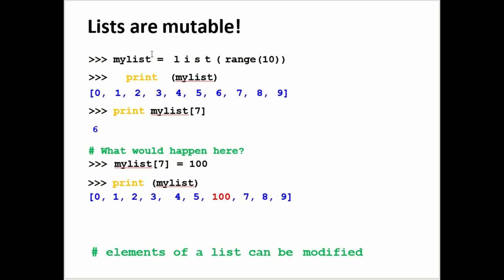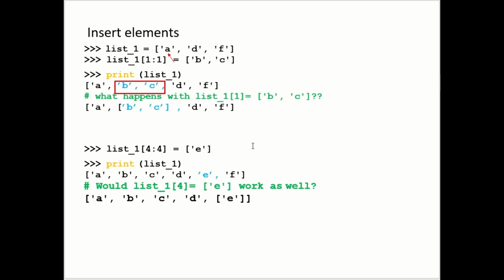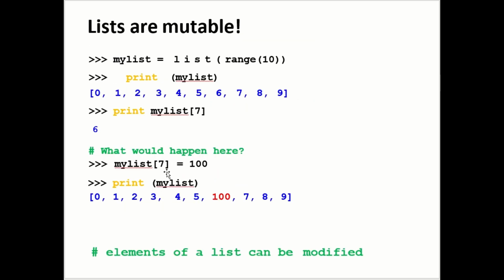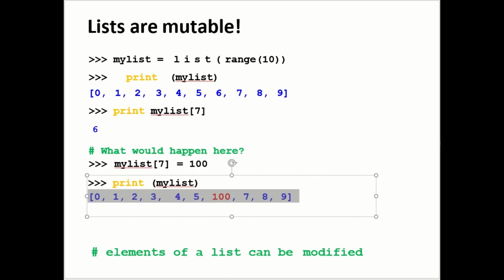So in this case, I've got my list. It's the list converted from range(10). We can access the number 7 element of this. Sorry, lost that. Well, what would happen here? We assign a value of 100 to a specific element of that list. So if we print it, then the list looks a little bit different.